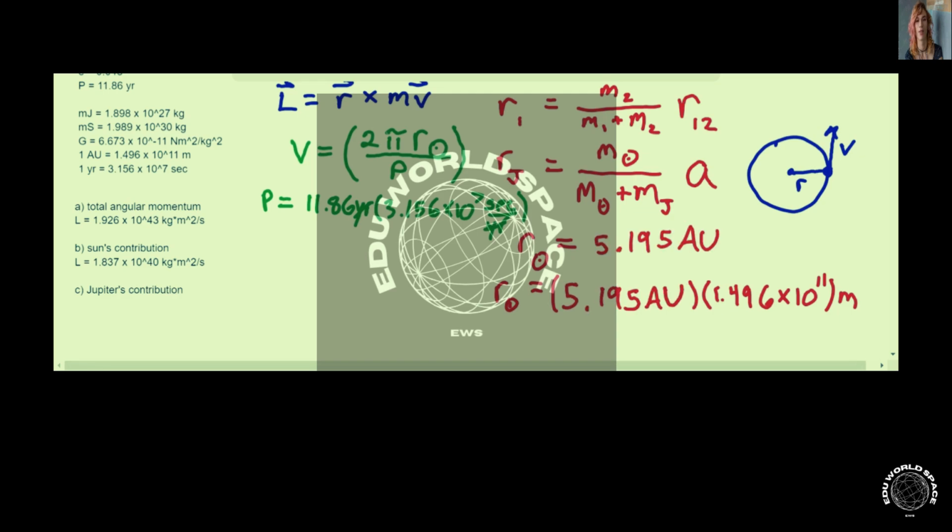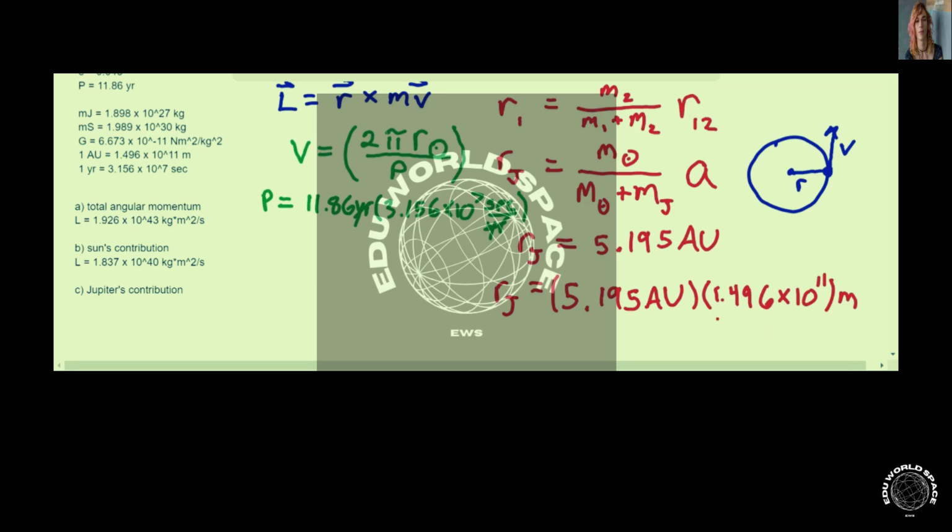of 5.195 AU. That makes a heck of a lot of sense, that Jupiter's orbital radius is much larger than the solar orbital radius. Jupiter's the one spinning around a lot on its orbit, whereas the sun barely moves. So we take that new radius, and again, we make sure that we do a nice job of checking our units here, including that factor to convert it into meters before we do any calculations.